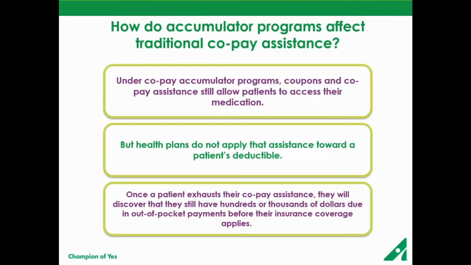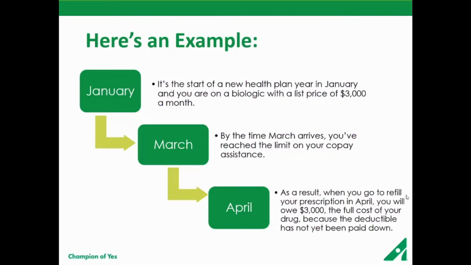So let's go through an example. It's January. It's the start of a new health plan year, and you're on a biologic that has a list price of $3,000 a month. Traditionally, you will have been using your copay card at the pharmacy counter and then just paying a copay, and that financial assistance from the copay card has been going towards your deductible. Under the accumulator adjustment program, that last piece is not happening.